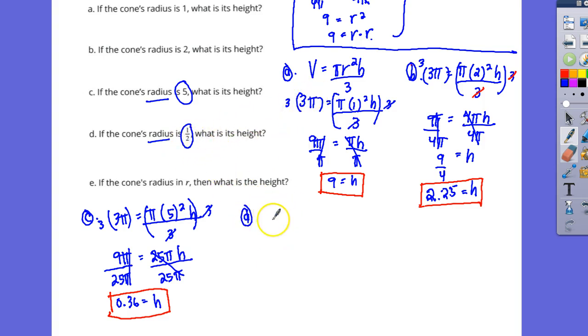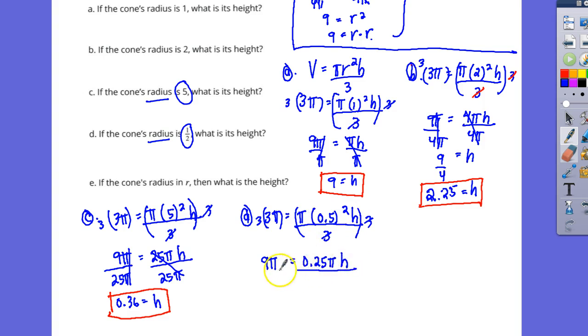So the volume is 3 pi, still the same, and that's equal to pi radius squared. The radius now is 1/2, so I'm just going to write 0.5 squared times the height divided by 3. So again, solving the equation, you have to get rid of 3, multiply both sides by 3. So that's gone. It's only 1. On the left side, 3 times 3 pi is 9 pi. On the right side, you have 0.5 times 0.5, that's 0.25. Don't forget your pi. So 0.25 pi times h. We're solving for h, get rid of 0.25 pi. So we'll divide both sides by that.